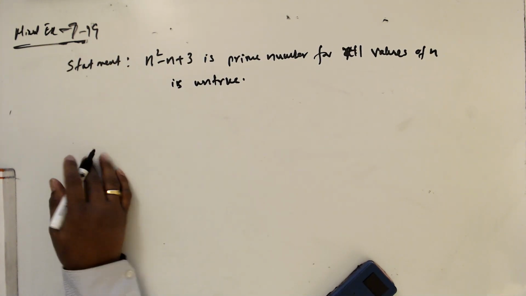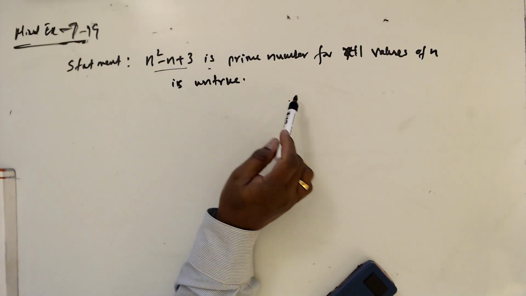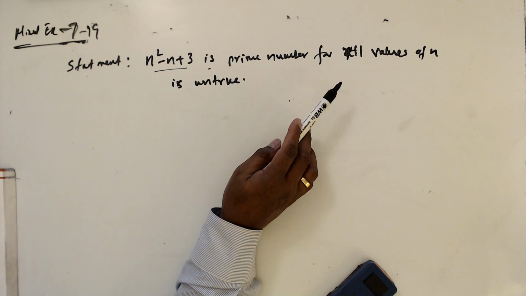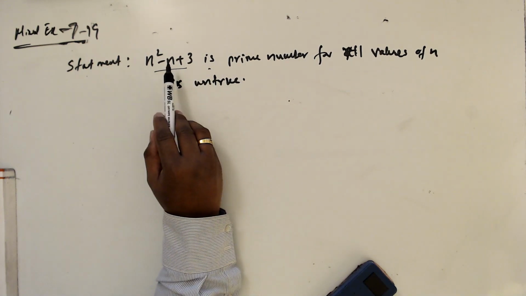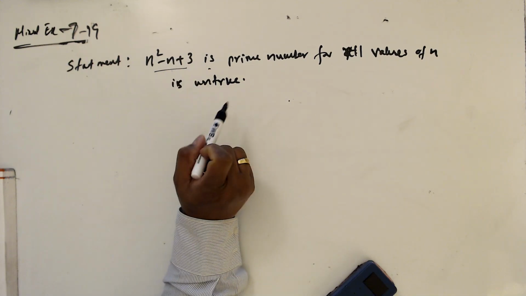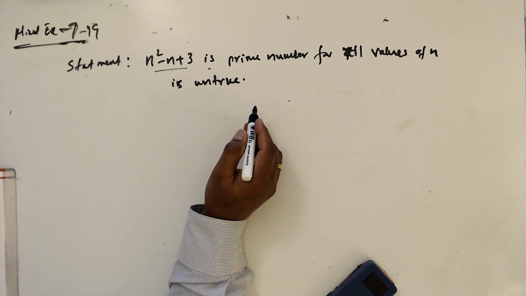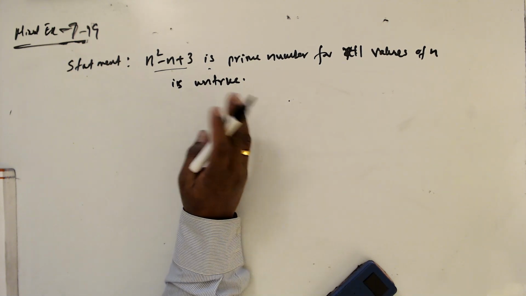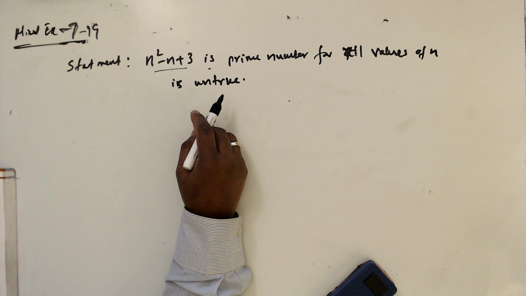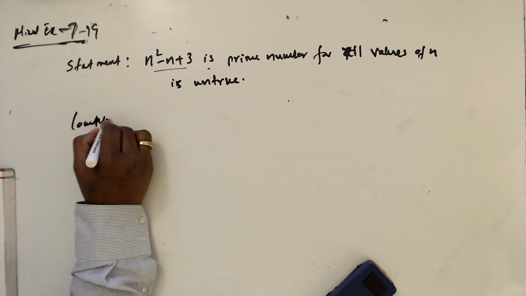Question number 19, we want to show that this one is a prime number. When you apply all values of n, it means any n value, this has to be a prime number. This is untrue, not true. So it means we have to disprove this one. It means we have to give a counterexample.